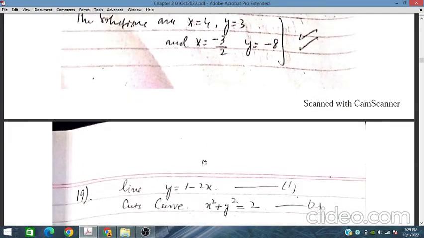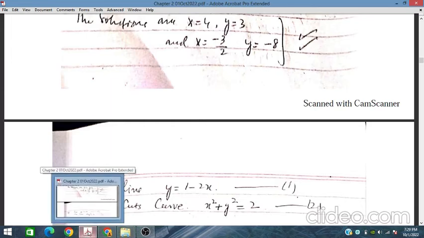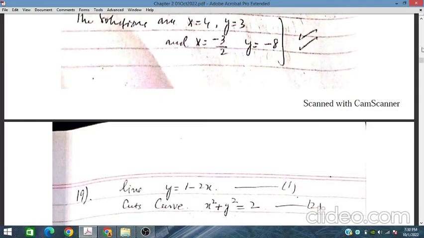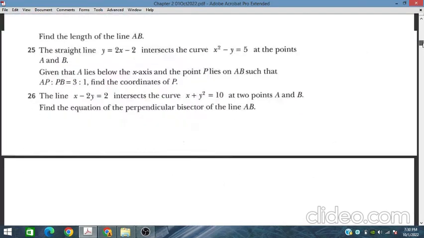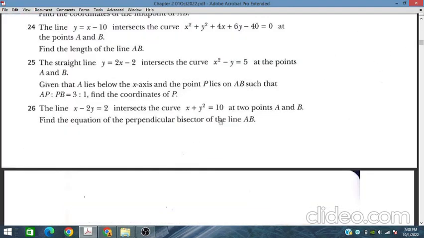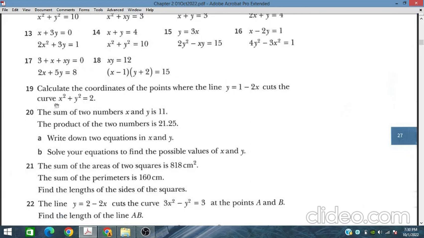Now we are solving equation number 19, that is a word problem. So from 19 we see some word problems. Calculate the coordinates of the points where this line is intersecting this curve. So this curve is basically a circle and this is a straight line. A straight line is passing through a circle and intersecting at two different points, and we have to find out those coordinates.